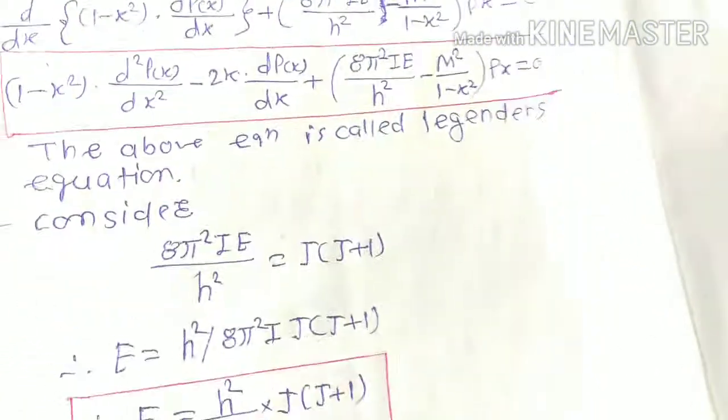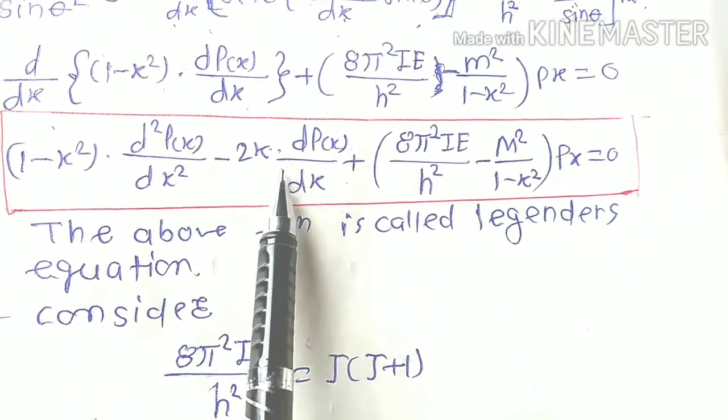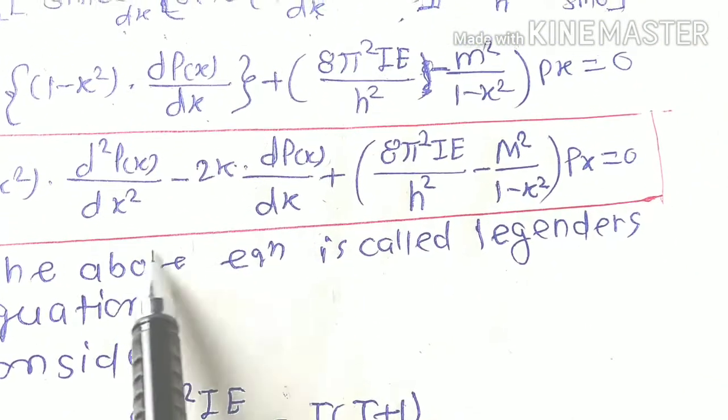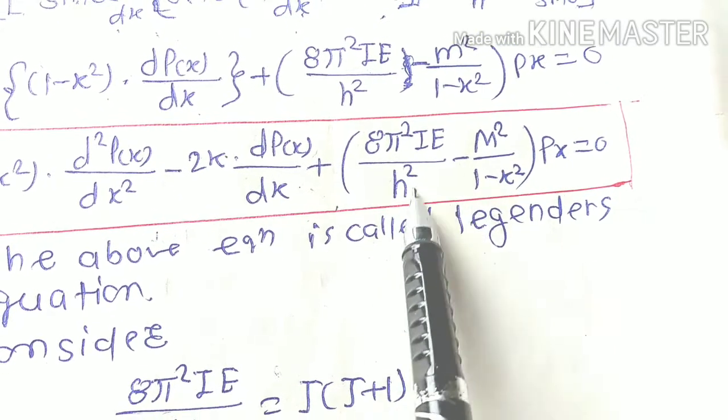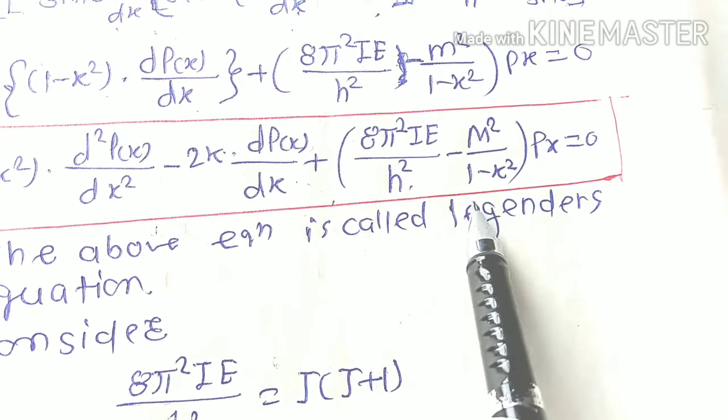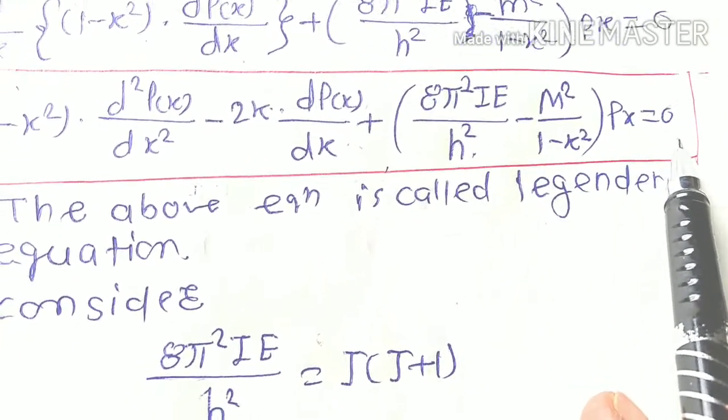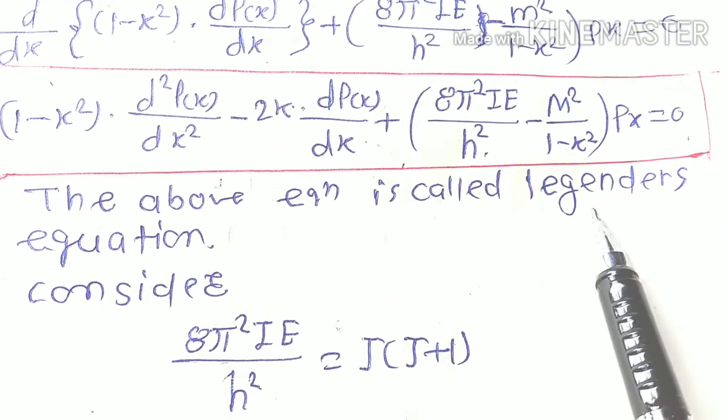So therefore we have equation 1 minus x square into d square p of x by dx square minus 2x into dp of x by dx plus 8 pi square I e by s square minus m square by 1 minus x square p of x equals to 0. The above equation is called the Legendre's equation.